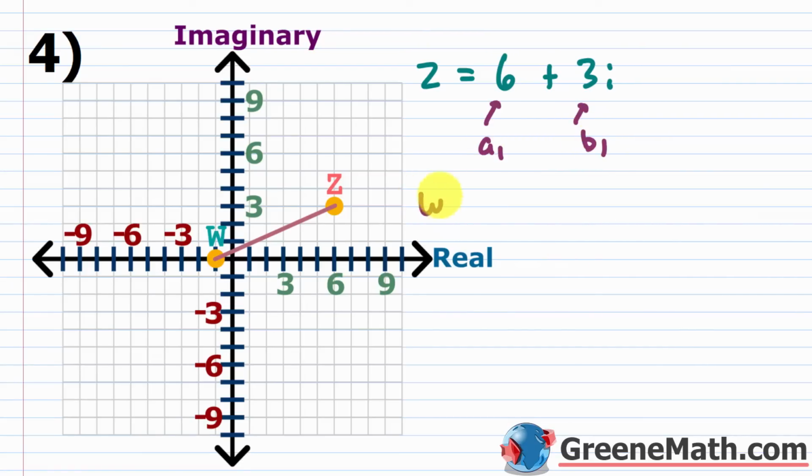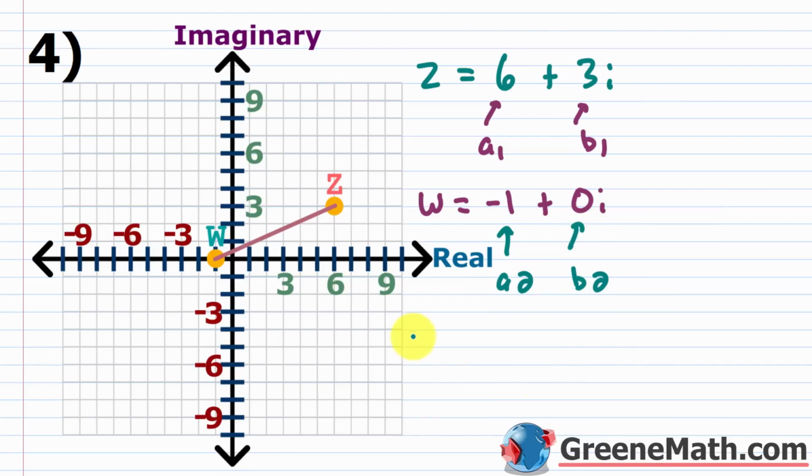And then for W, the real part is going to be negative 1 and the imaginary part is 0. So I'm on the real axis. So this is going to be negative 1, let's go plus 0i. And so I'll call this a sub 2. And I'll call this b sub 2.